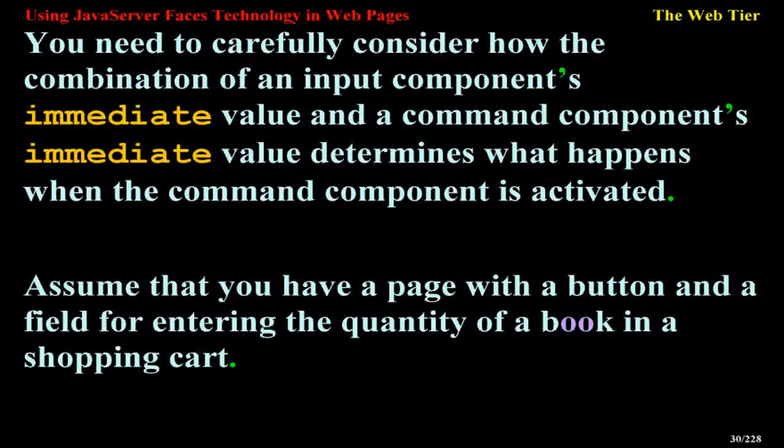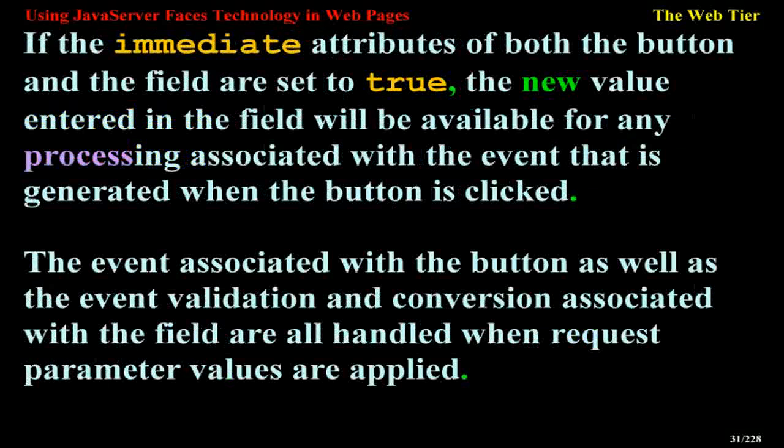Assume that you have a page with a button and a field for entering the quantity of a book in a shopping cart. If the immediate attributes of both the button and the field are set to true, the new value entered in the field will be available for any processing associated with the event that is generated when the button is clicked. The event associated with the button, as well as the event, validation, and conversion associated with the field, are all handled when request parameter values are applied.